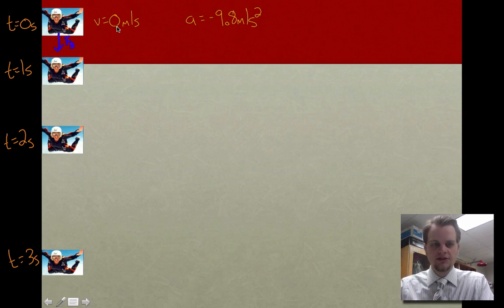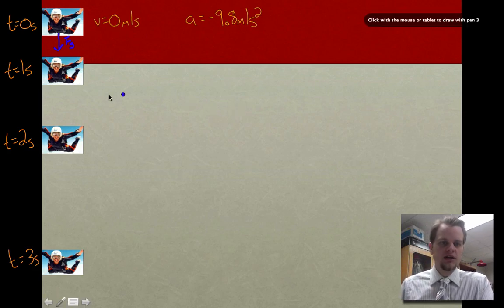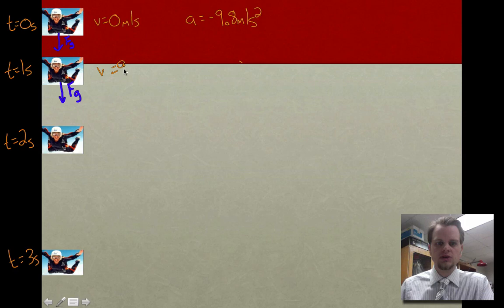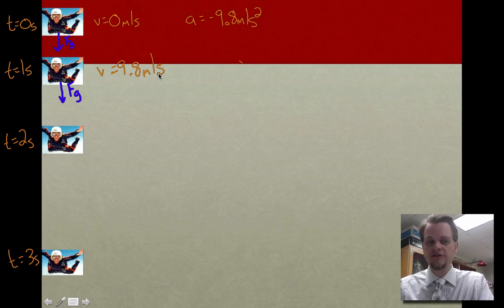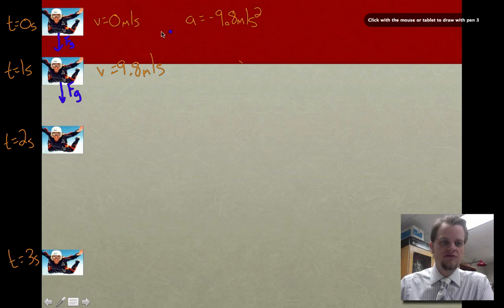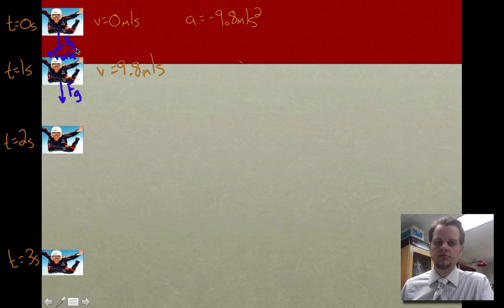Now, 1 second later, the force of gravity is exactly the same, except now he's got a little bit of velocity. 1 second later, he's probably moving about 9.8 meters per second. However, because he's moving faster now, because he has a speed, he also has a force of air resistance, just a very small one, pushing up on him.